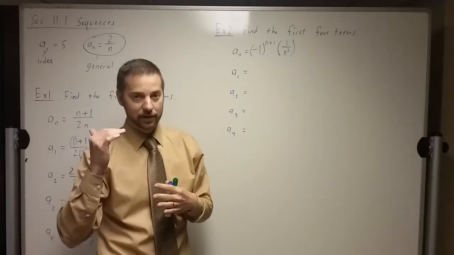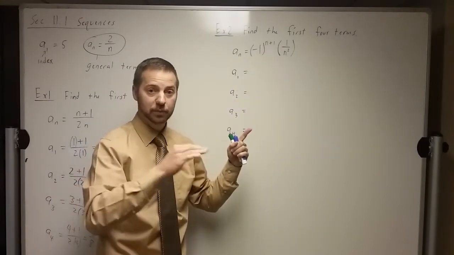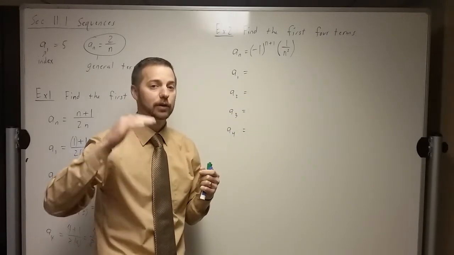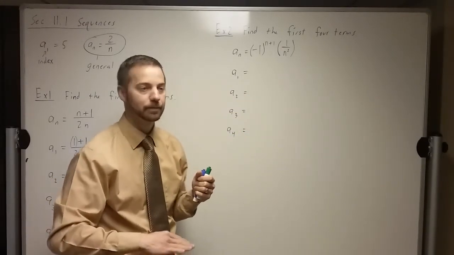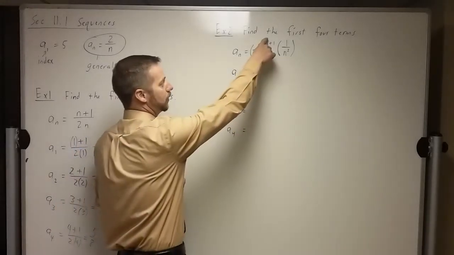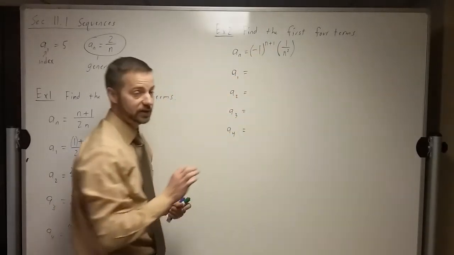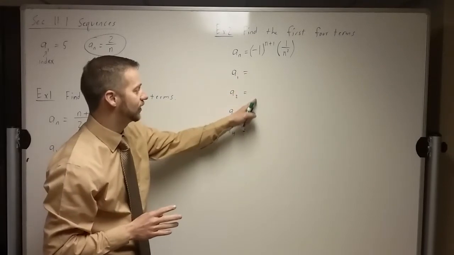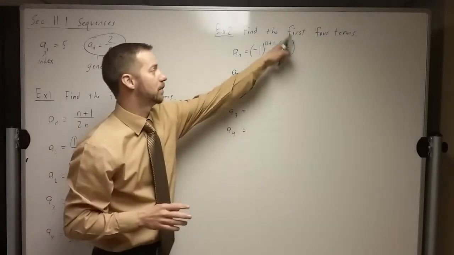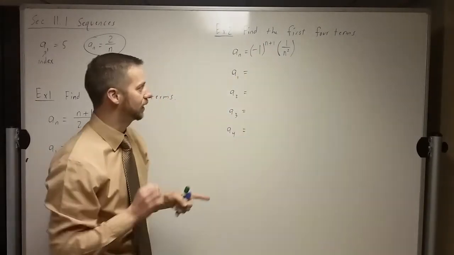Or depending on what we put after it, it could go positive, negative, or it could start negative and go negative, positive, negative, positive. That depends on what we put in the exponent here. So in this case, let's just figure it out. Let's worry about the signs first, and then we'll worry about what this does in just a second.